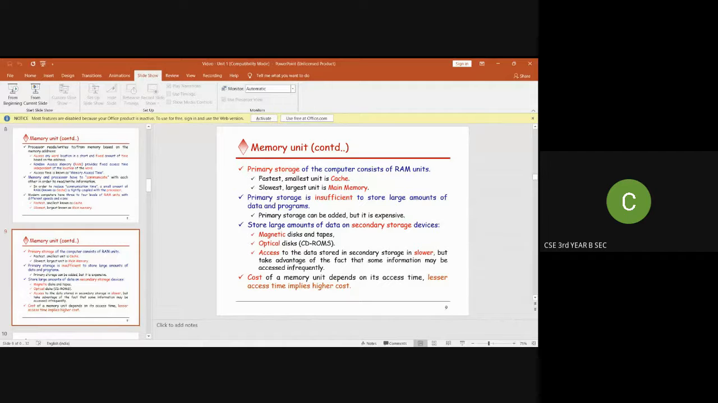If we store that huge amount of data in the primary memory, then the process of accessing the data will be very slow. So in order to store the huge volume of data, we are using other devices called secondary storage devices. These secondary storage devices may be magnetic disks or CDs, DVDs. All these things are considered secondary devices.